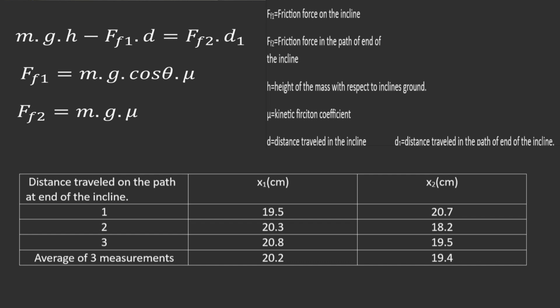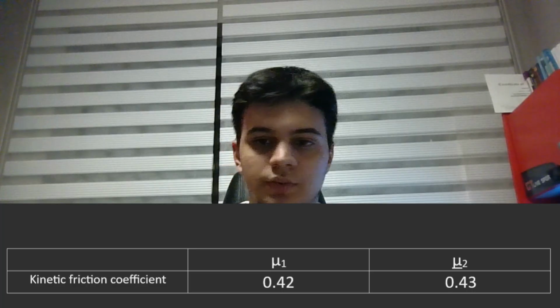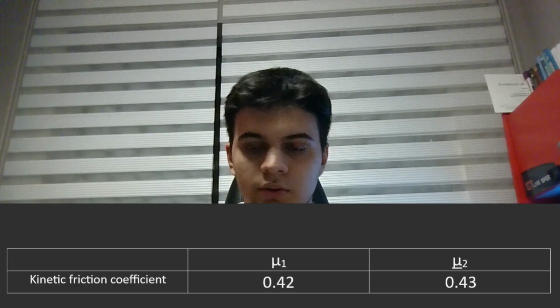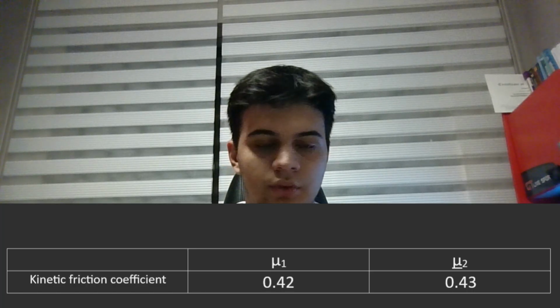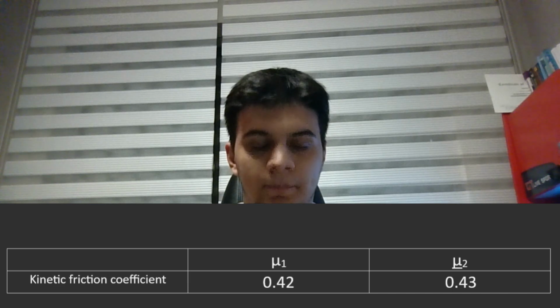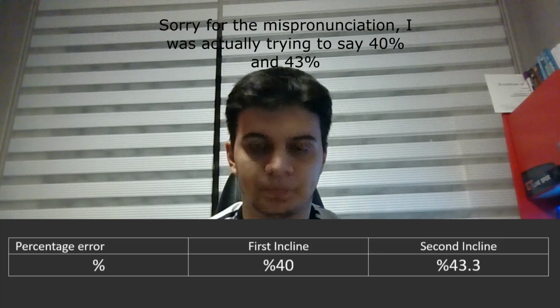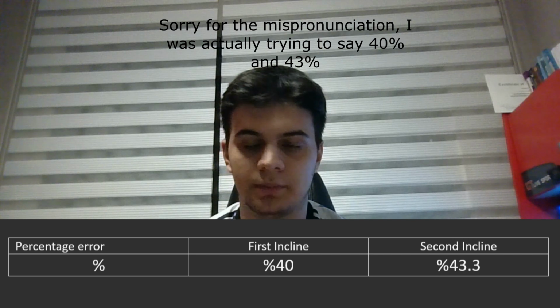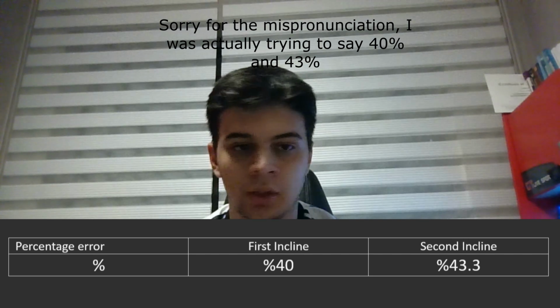The experiment is repeated with a second incline set up in the same way, and the kinetic friction coefficients were found to be 0.42 and 0.43 for the first and second inclines respectively. However, the theoretical value for a wooden surface is 0.3, and this results in percentage errors of 30% and approximately 33%. One potential source of error could be imperfections in the surfaces of the wooden mass or either incline, which might have altered the frictional force.